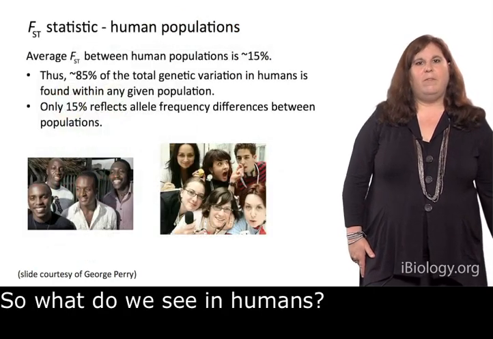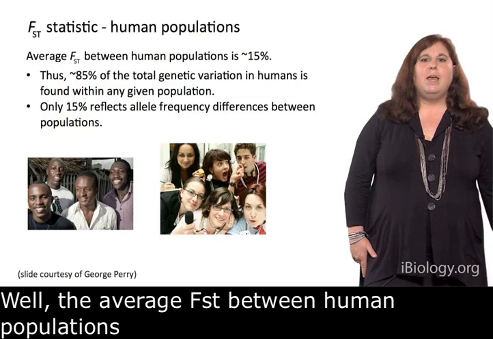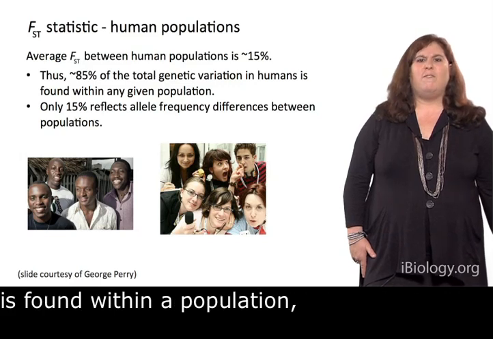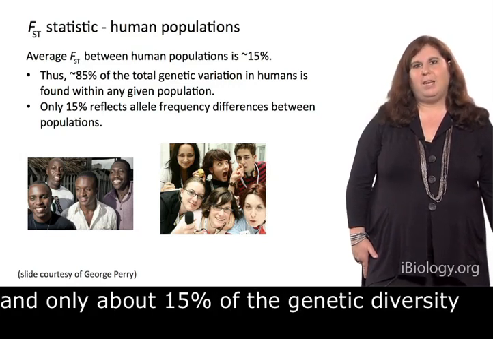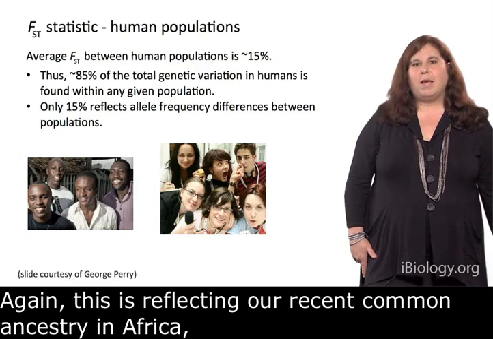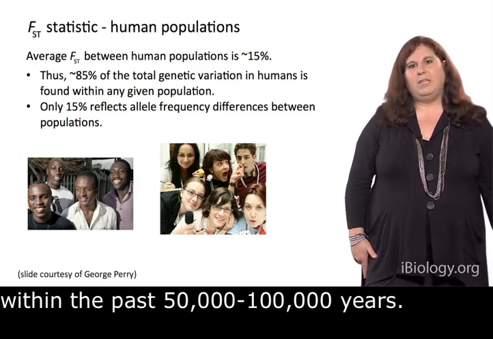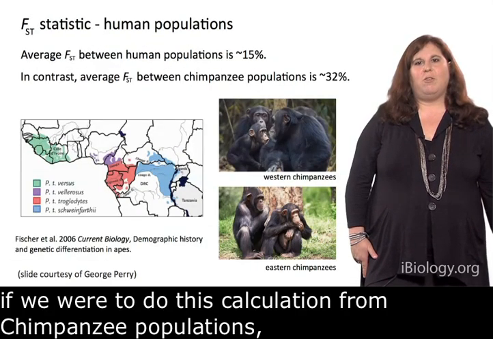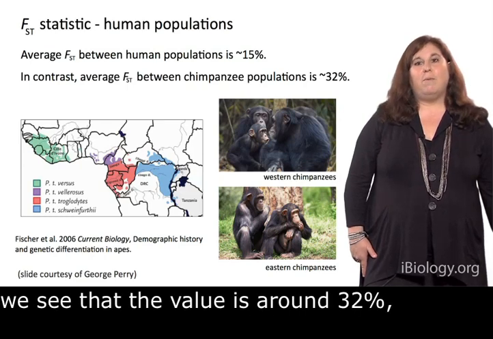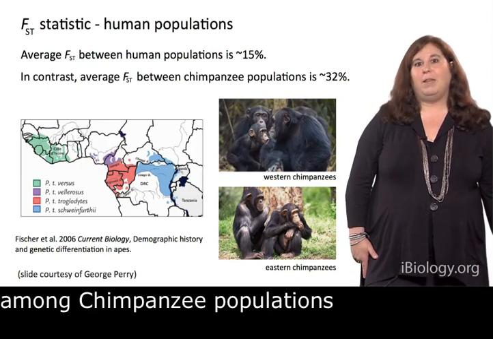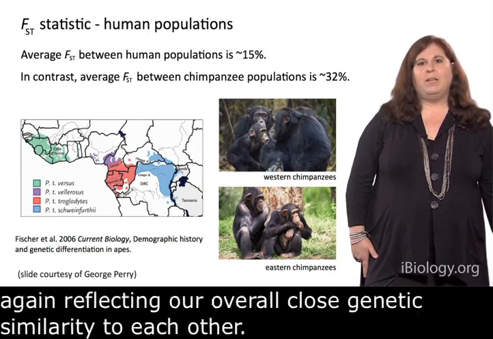So what do we see in humans? Well, the average FST between human populations is about 15%. And what that means is that the majority of genetic variation is found within a population, and only about 15% of the genetic diversity differs between populations. Again, this is reflecting our recent common ancestry in Africa within the past 50 to 100,000 years. Now, interestingly, if we were to do this calculation for chimpanzee populations, we see that the value is around 32%. So there's actually a lot more differentiation among chimpanzee populations than among human populations. Again, reflecting our overall close genetic similarity to each other.